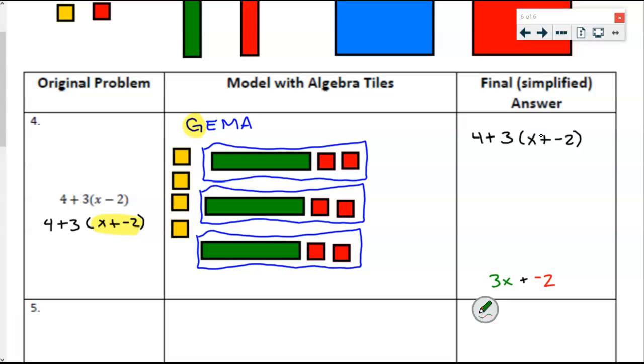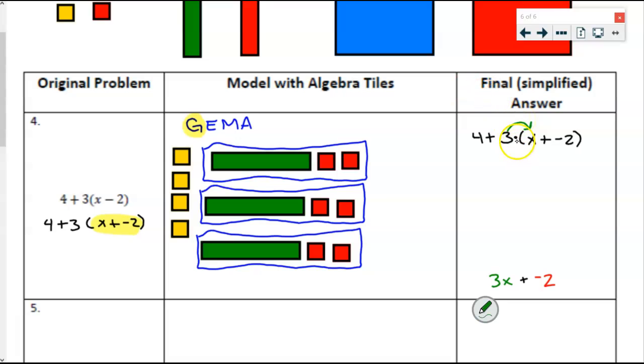So that's our first step in solving this, is we have 3 groups of X. Notice what I did. Let me back up. I'm sorry. Can't simplify the grouping symbols. So G, done. No E for exponents. Is there multiplication or division? Yes. So I'm moving on to that multiplication because the 3 groups of X plus a negative 2 means 3 times X plus a negative 2.